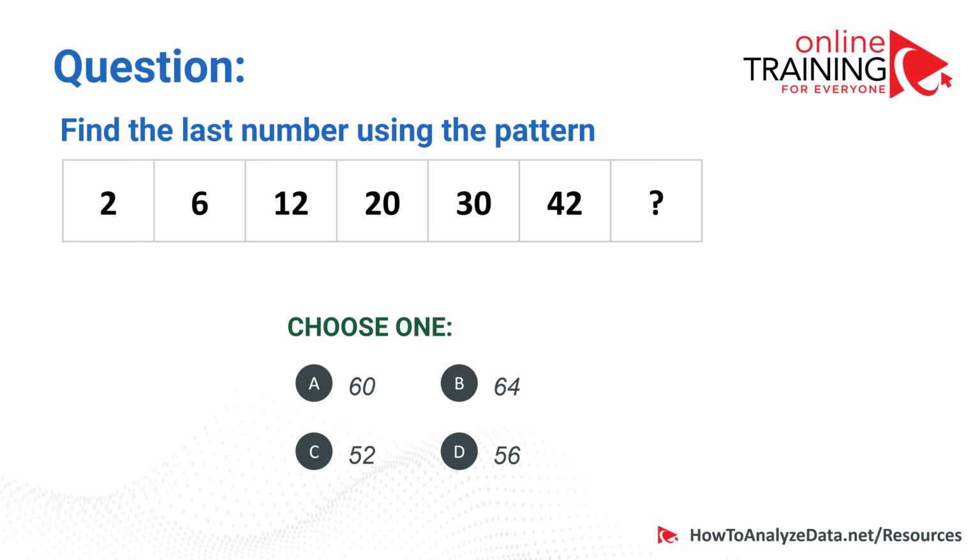Here's the question for you to answer. You need to find the last number using the pattern. 2, 6, 12, 20, 30, 42, and then the missing number. And the choices are 60, 64, 52, or 56. Which one do you think is the right answer here?